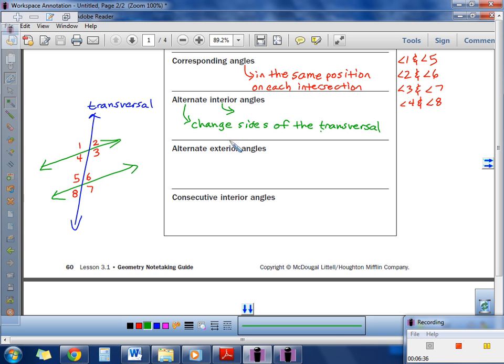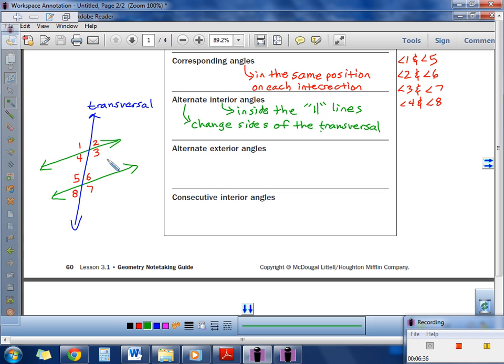Interior. Well, what's interior mean? Inside. Inside the quote-unquote parallel lines, and I'm going to put them in quotes. They're not exactly parallel in this picture. We talked about that already. But it's actually going to be only inside here. So, if I pick out angle 4, it's inside these quote-unquote parallel lines.